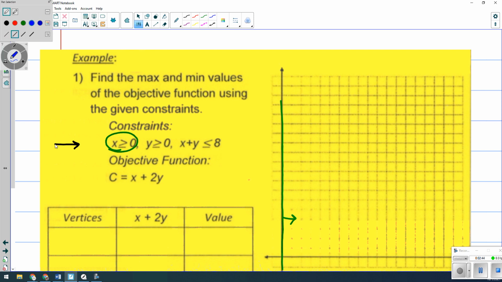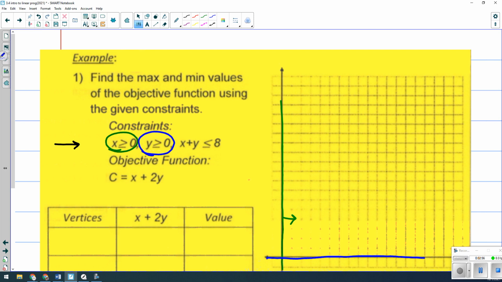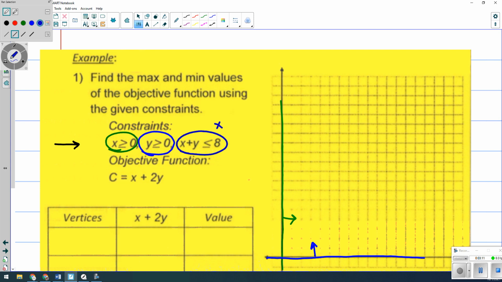Next up, I'm going to graph y is greater than or equal to 0. So y lines are horizontal. Here is my horizontal line through y equals 0. And then I have to shade greater than or equal to. So greater than or equal to will be above that solid line. And then the last constraint is x plus y is less than or equal to 8. Now I'm going to use the intercept method to graph. So for my x-intercept, x plus y, I'm going to think of it as just an equality. X is equal to 8.